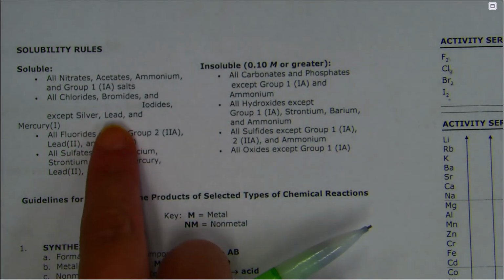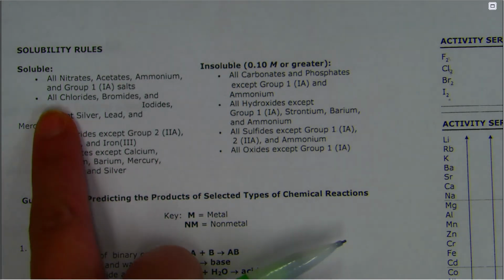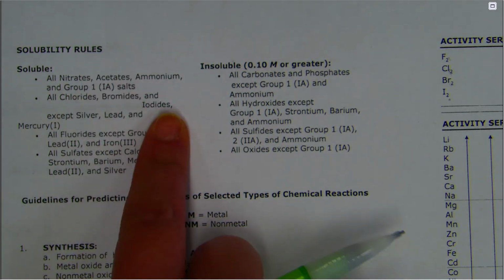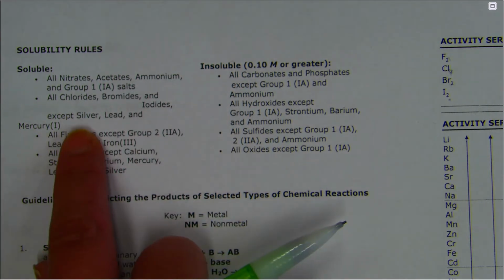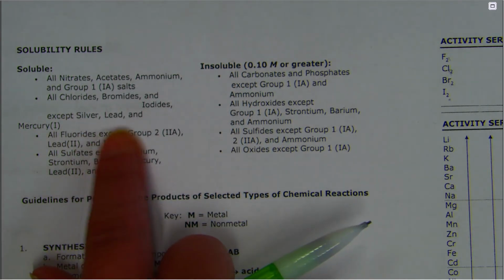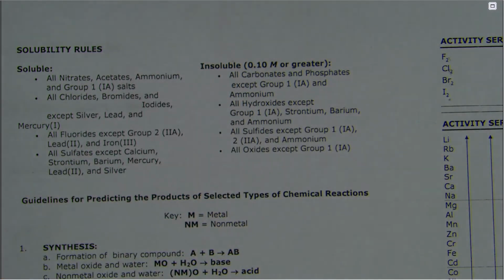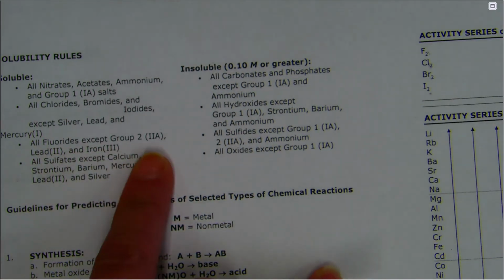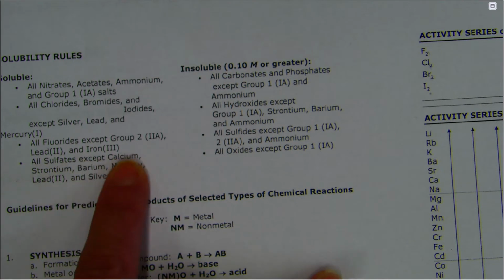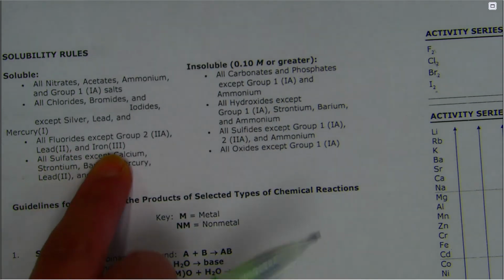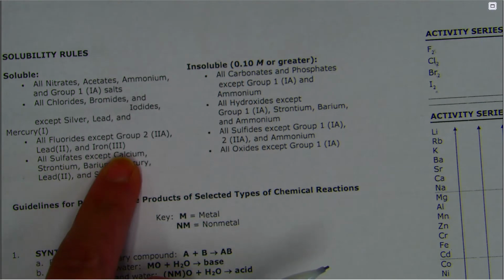Notice we have exceptions, okay? For example, all chlorides, bromides, and iodides are soluble except silver, lead, and mercury 1. Now be careful, that specifically says mercury 1, not mercury 2. So be careful, because some of our exceptions, for example, all fluorides except group 2A, lead 2, and iron 3. So lead 2, iron 3, those are the only types of lead and the only iron that is an exception, all right?